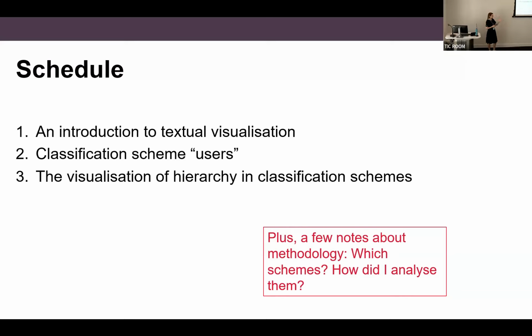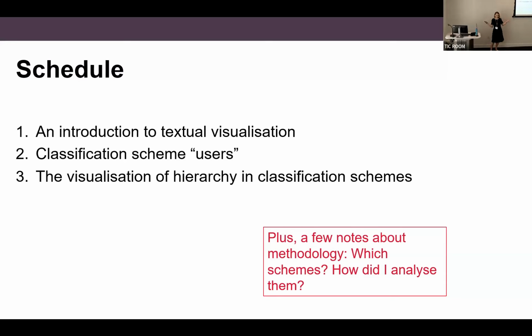Then I'm going to have a quick journey into, well, who are classification scheme users? Because it turns out to be a very interesting question. But the main part of my presentation is going to talk about one aspect of classification schemes that gets visualized, and that's hierarchy. So it ties in hopefully neatly to the first talk today. And I'll just say here, and I'm going to keep saying this, there are other really interesting, important aspects of classification schemes which are visualized, and I've been looking at them for my study, but there isn't time to talk about them today. So I'm focusing on one today, which is hierarchy.